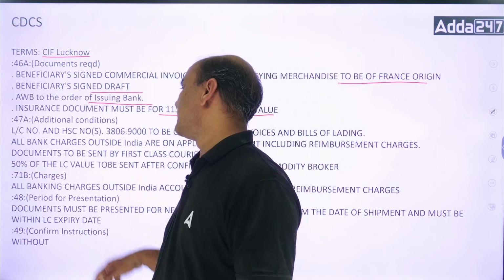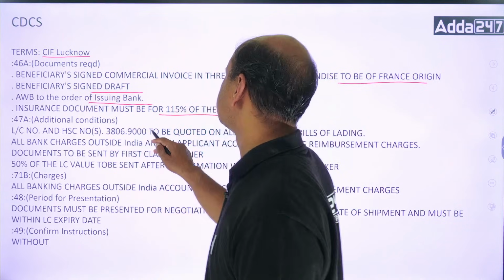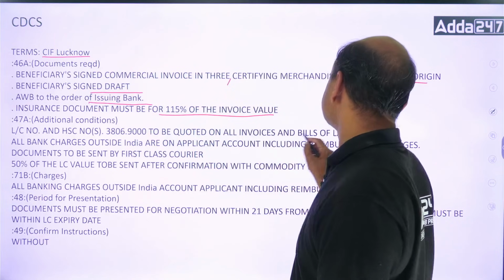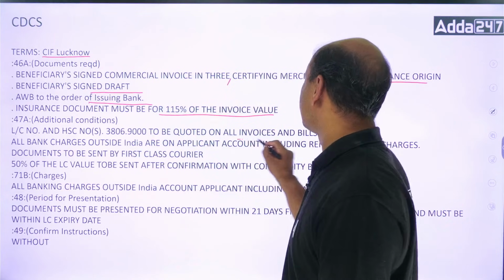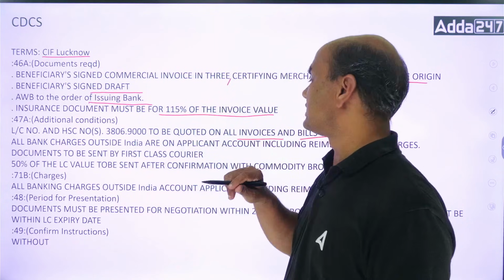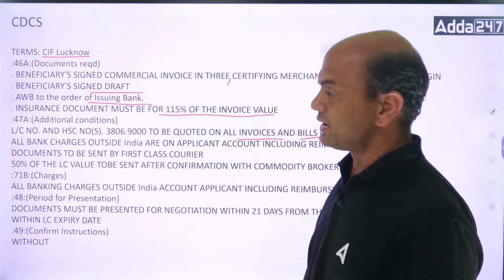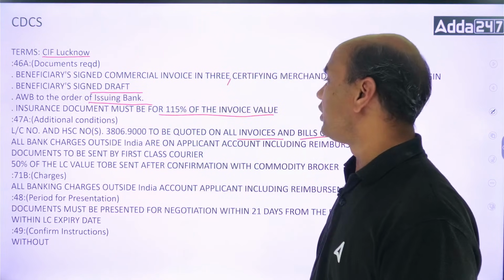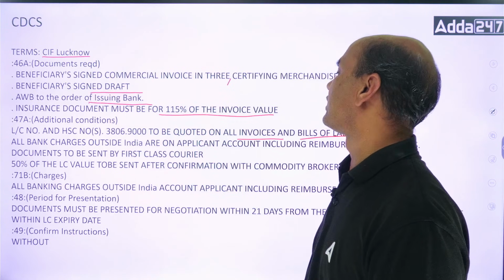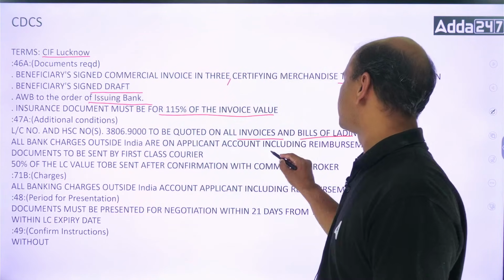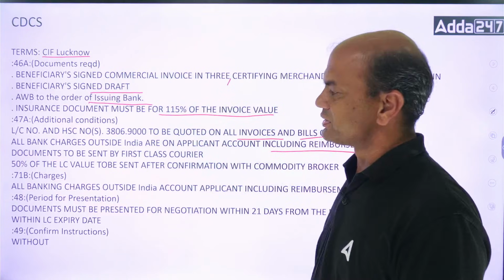Additional conditions: LC number and HSC numbers, this 3806 and so on, to be quoted on all the invoices and bills of lading. So all invoices and bills of lading. It's not mentioned for other documents. Only invoice and bill of lading. All charges outside India are on the applicant's account, including reimbursement charges. So all charges are on the account of the applicant. That's okay.